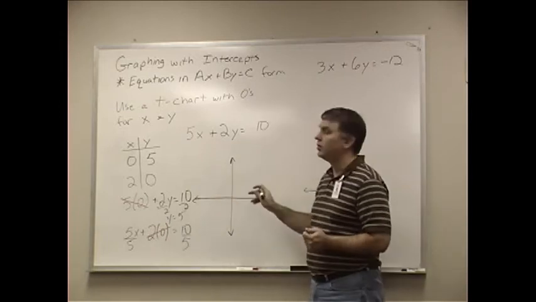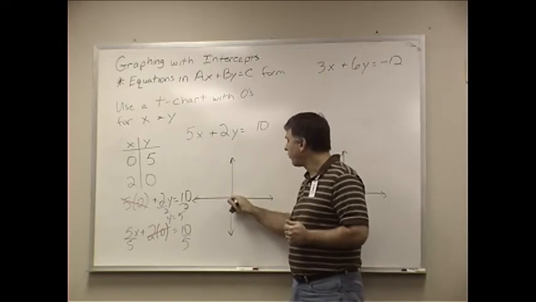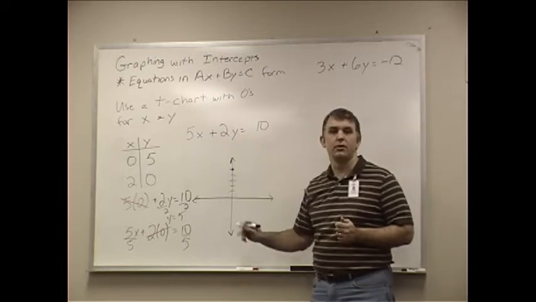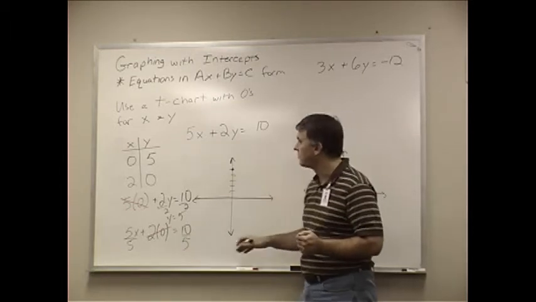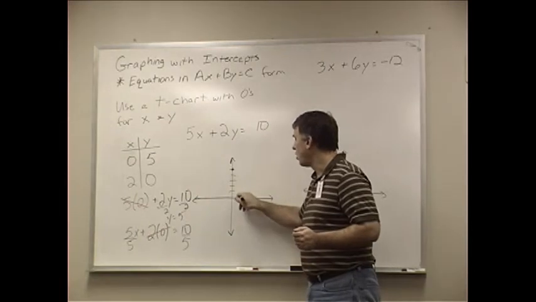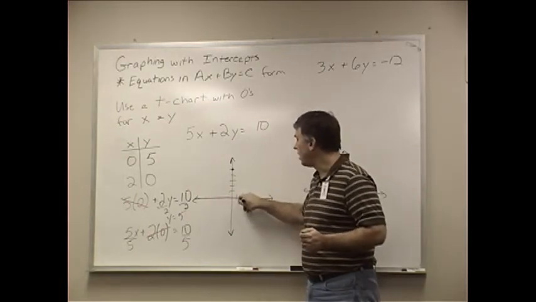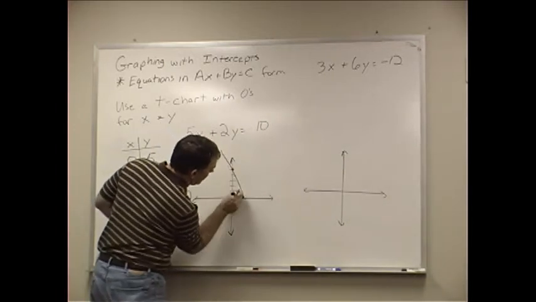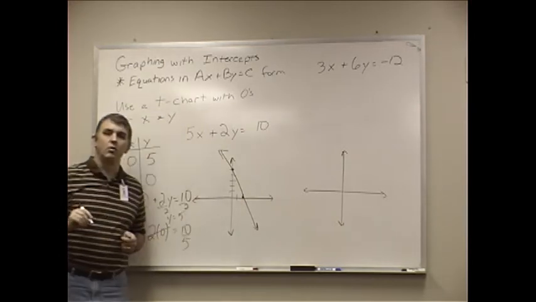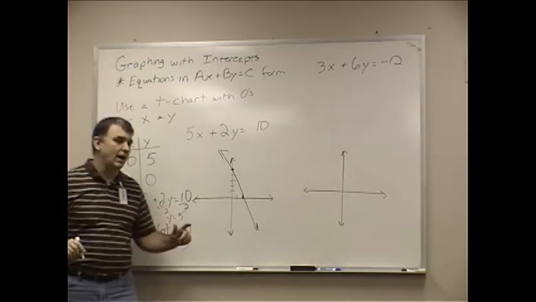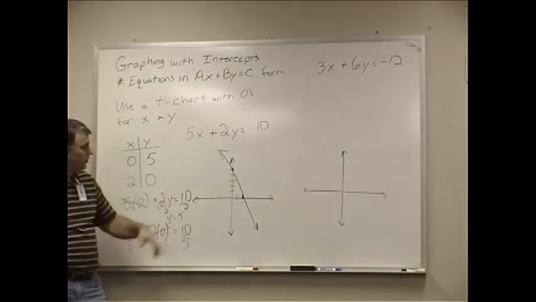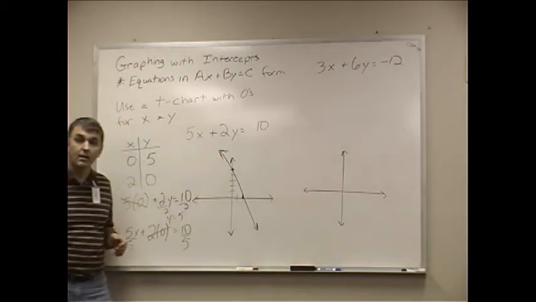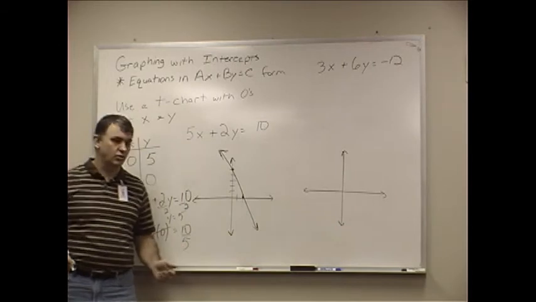So let's graph those. 0, 5 means you go over 0 and up 5. Now you'll have graph paper, so you won't have to make the little tick marks like I just did. 2, 0 means you go over 2 and up or down 0. So there's your line right there. And then get a straight edge. I just freehand, but it doesn't look quite as nice. But that's the graph of your line. So you've got your 2 points, and you just connect them up. Make sure you continue through and you put your arrowheads on, because the line goes forever in both directions.